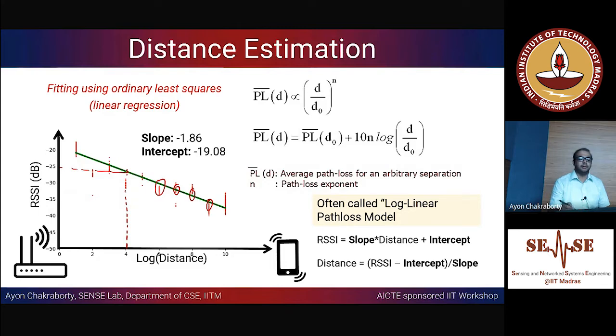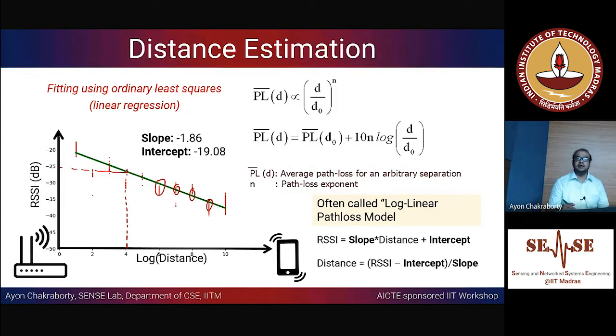You can do the reverse computation, because this is a straight line. You know y is equal to mx plus c, so you also know x is equal to (y minus c) by m, right? That is what we are trying to do. So once you have this straight line that is calibrated for that particular environment, that signal strength data could be used to compute the distance.